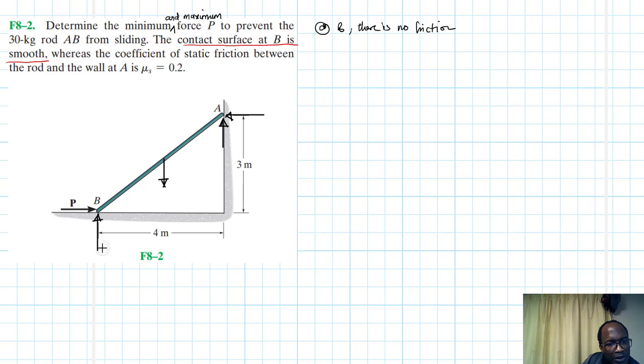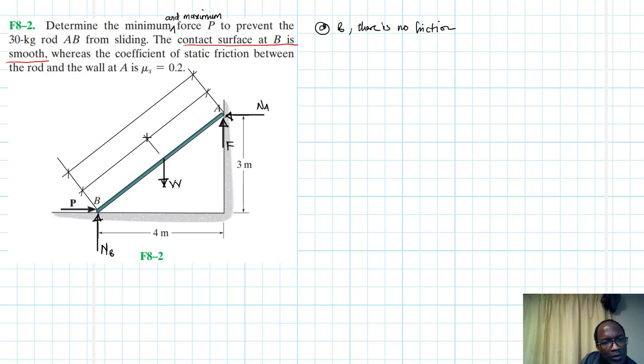Let's label this very quickly. Here we expect normal force NB, and there we expect normal force NA, then we have the friction force F, then this is W. And then let's just work out this length.